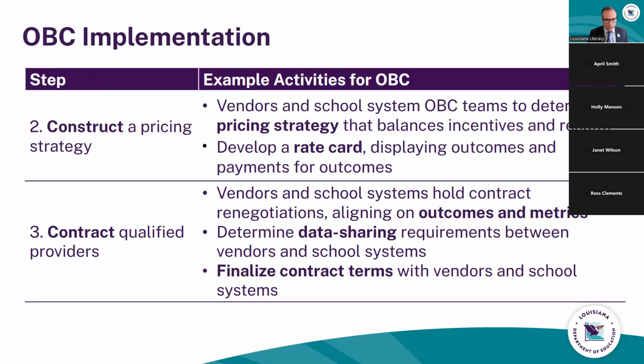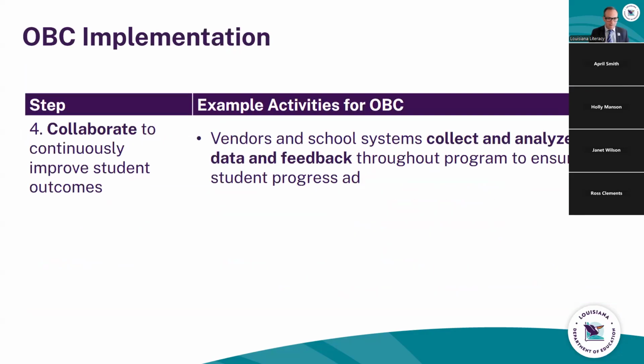The second step is constructing a pricing strategy that balances incentives with realistic expectations. This includes developing a rate card, an example of which we will examine momentarily. Third, renegotiating contracts between tutoring providers and school systems, ensuring outcomes and data requirements are clear. Finally, collaborating throughout implementation to monitor progress and make continuous improvements. This process ensures that all parties are aligned and that the model is both effective and sustainable.